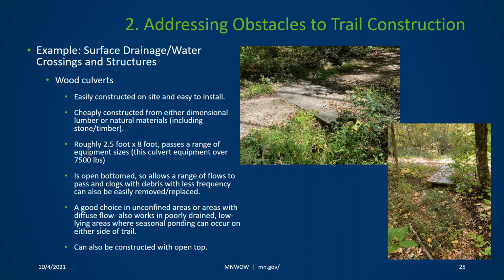It passes a bobcat, skid steer. We've probably got up to about 10,000 pounds over these crossings. They're durable. They're open bottom, so they allow a range of flows to pass and clog less often. And they're often good in unconfined areas. So areas where you might have a kind of diffuse channel, or maybe areas that pond seasonally and you need to get drainage on either side of the trail without it backing up. These are great options there.